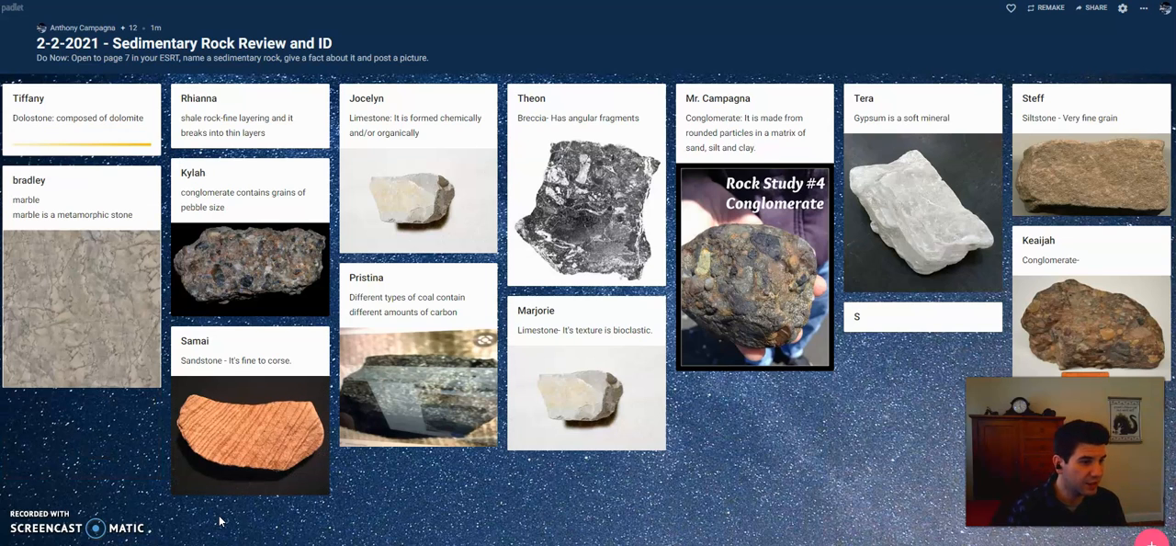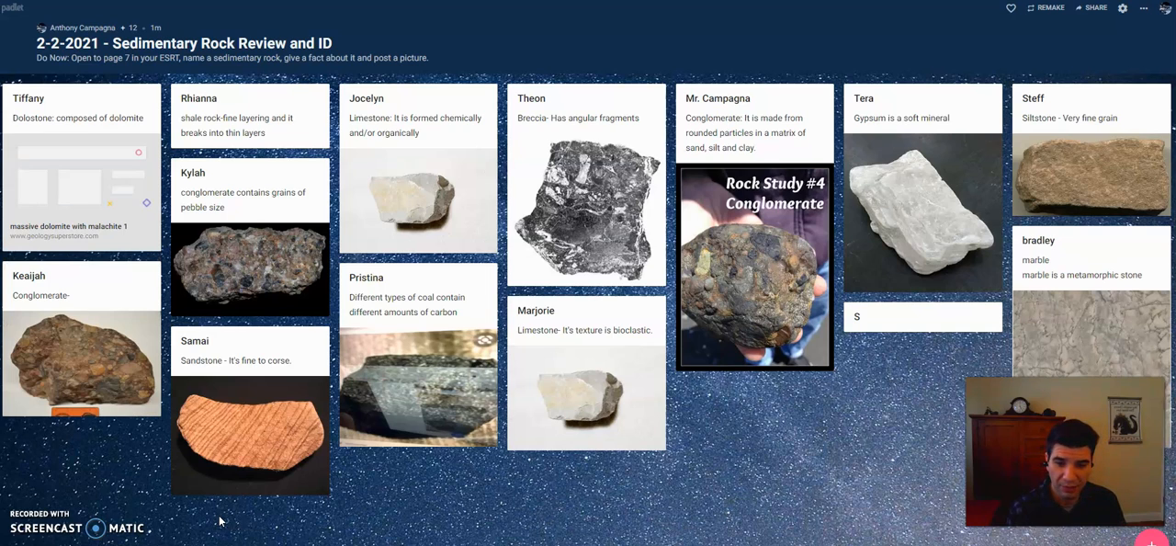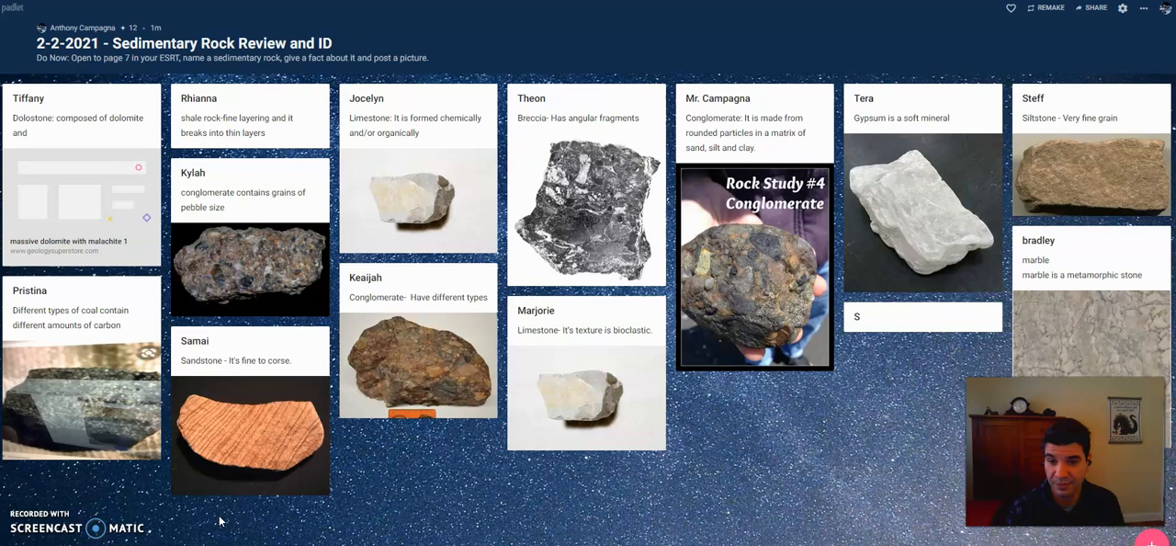Steph said siltstone, very fine grained sedimentary rock. We got another conglomerate. We got sandstone. So Samai mentioned sandstone, how it has a very sandy texture, fine textured sands. All right, cool. Spent forever on this, but we're going to move forward.